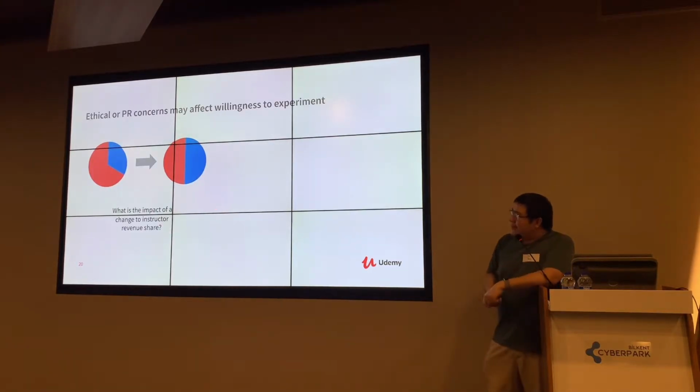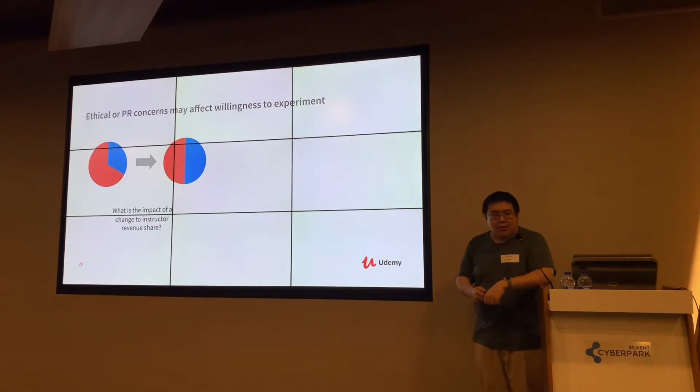Another challenge that can come up technically with experimental design is sometimes you might not actually want to experiment. So for example, at Udemy, we are a two-sided marketplace. We work with a lot of different instructors to provide content on our site. And the way that we incentivize instructors to participate on our site is whenever students come and buy courses, we'll actually split the revenue that comes in with the instructor.